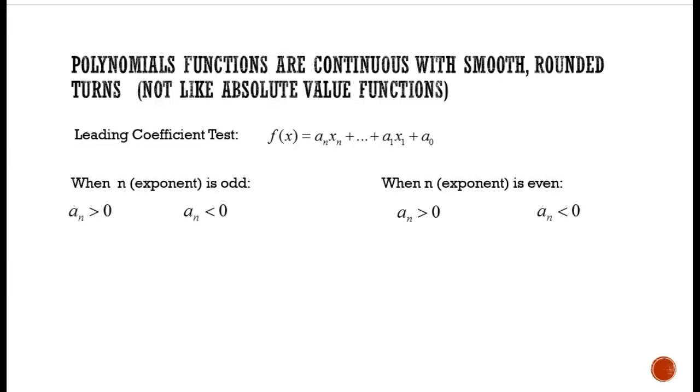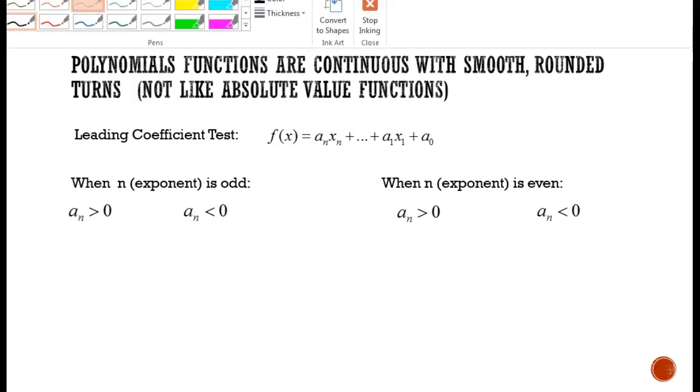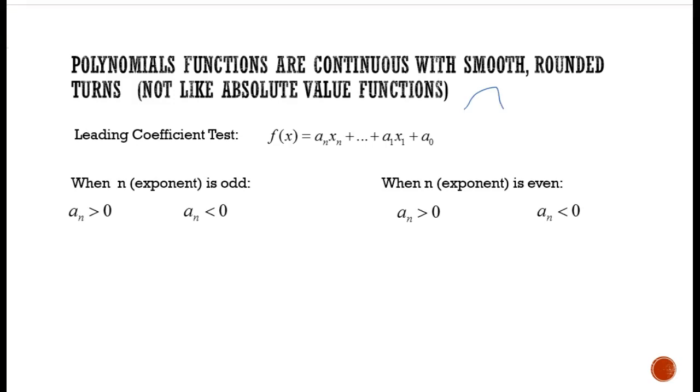All right, in 3.2a, we're looking at polynomials and specifically finding the zeros or x-intercepts and what's called the multiplicity of each. Polynomial functions are continuous functions with smooth rounded terms. They have curves, not like absolute value, not V's, but curves. We say that because we are looking at what's called the leading coefficient test, and this is going to tell us the end behavior of the ends of our polynomial, like which way are they pointing, up or down, basically.